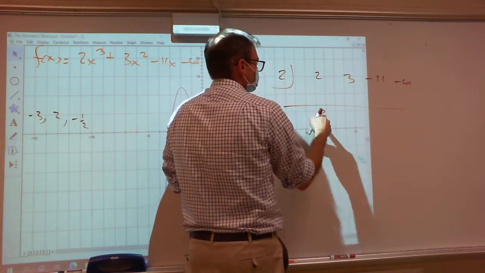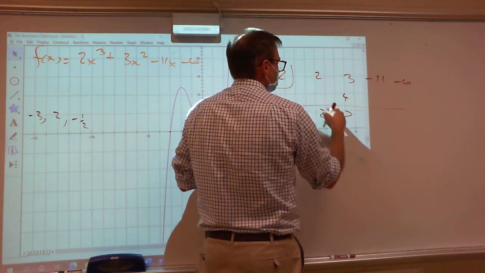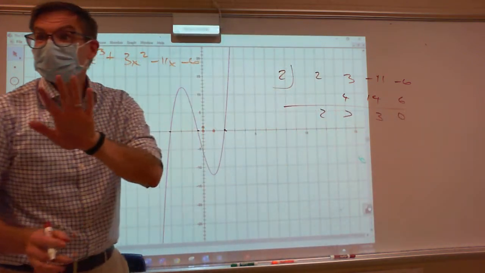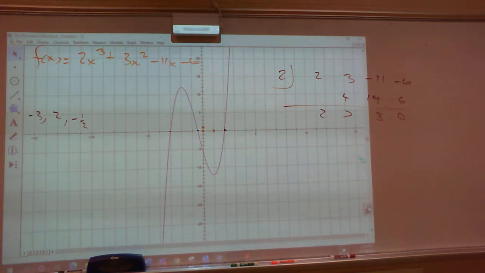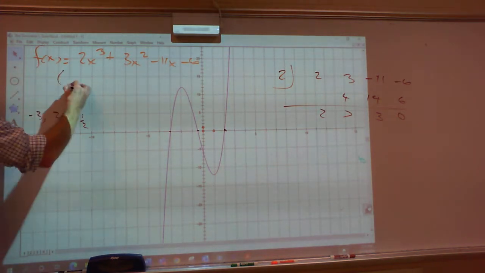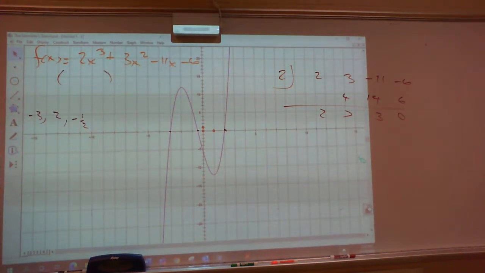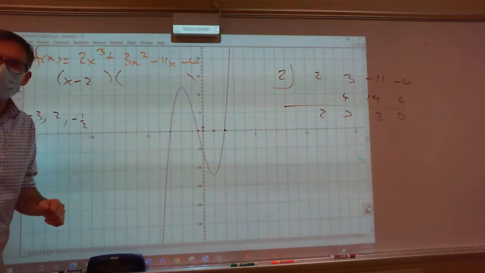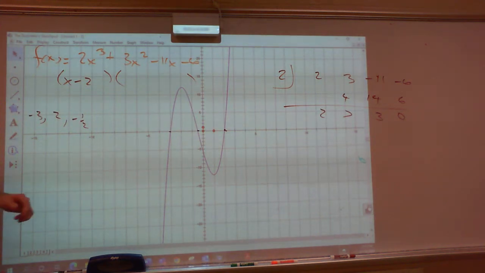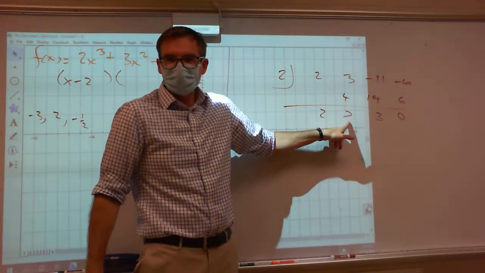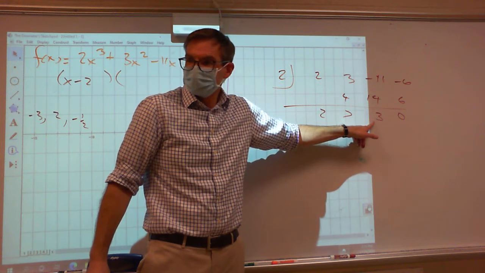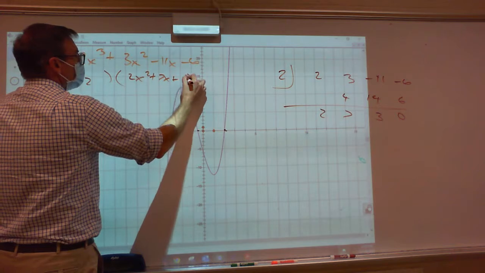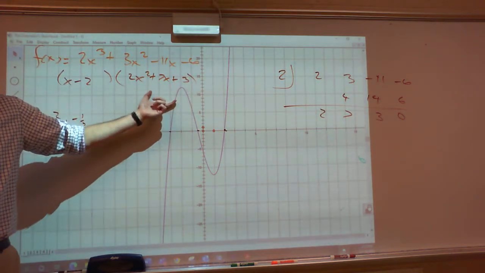It works. All right, so the 2 works. So now that we know the 2 works, what's going to be a factor? X minus 2, and then what goes here? Whatever that thing is. 2x squared plus 7x plus 3. Okay, so I get 2x squared plus 7x plus 3. That's a quadratic.